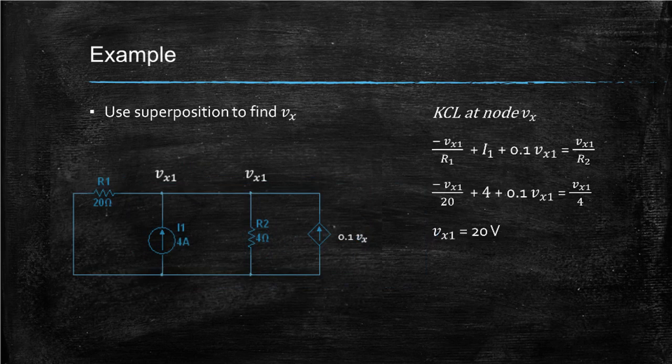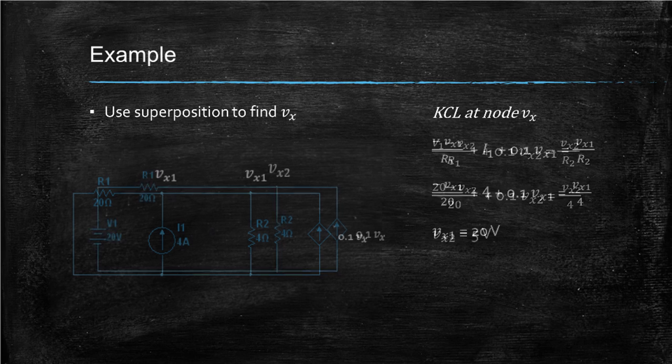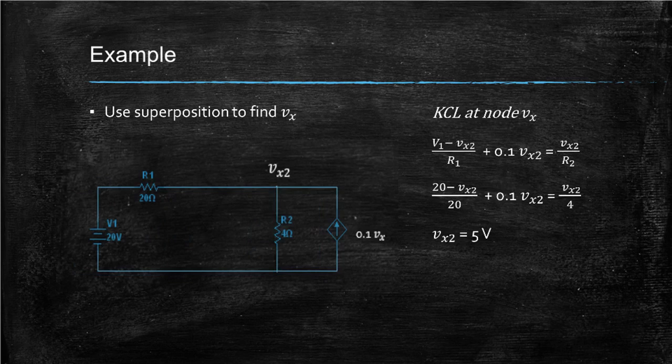Vx will become Vx1. After the voltage source is off, the circuit looks like this. We can find Vx1 using nodal analysis. Vx1 equals 20 volts. Now that we have found it, we will turn the voltage source back on and turn off the next independent source, which will be the 4 amp current source. The 4 amp source will be shorted.